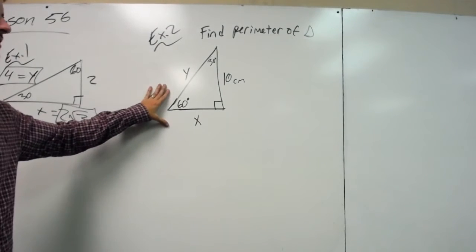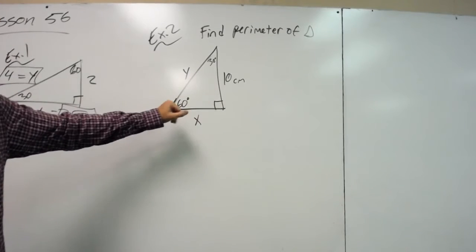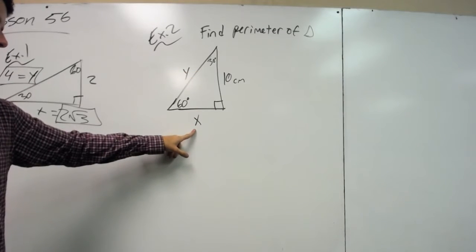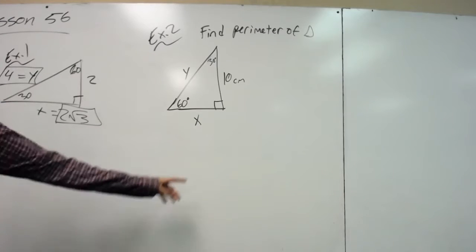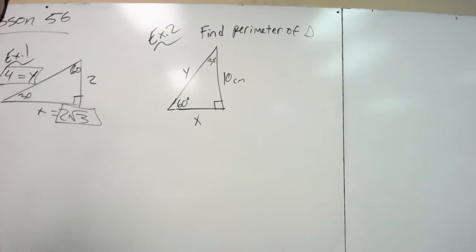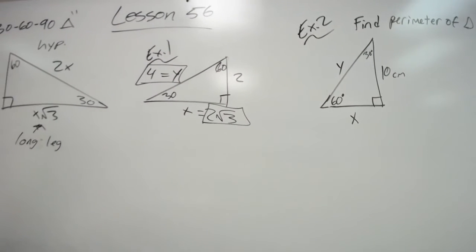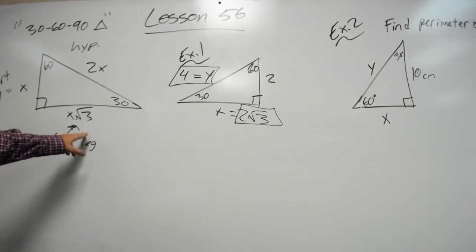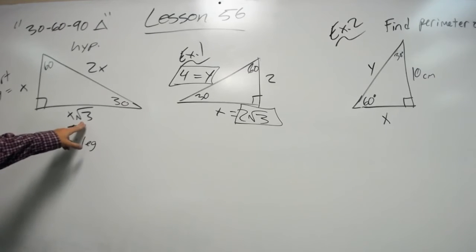Now example 2 says find the perimeter of this triangle. It gives us 60 degrees and 30 degrees. Opposite of the 30-degree angle, the short side, is a value of x. We don't know our starting point, but we do know that this side is 10. Now 10 is opposite of 60, so therefore this is the long leg.